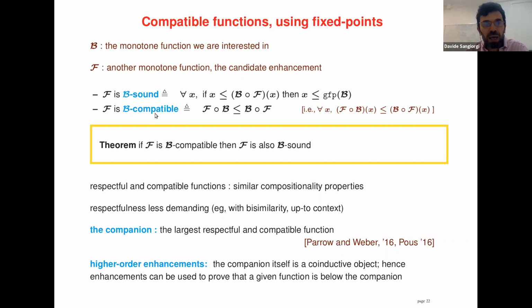Now, what is a condition ensuring soundness? Before I mention respectfulness, here in the setting of complete lattices it is more elegant to use something different, something called compatibility, introduced by Damien Pous. It's very similar to respectfulness, just a little different, but this difference in complete lattices makes things more elegant. F is B-compatible if F of B is below B of F. So this is a commutativity property. And this property implies the progression preservation property that I mentioned before.